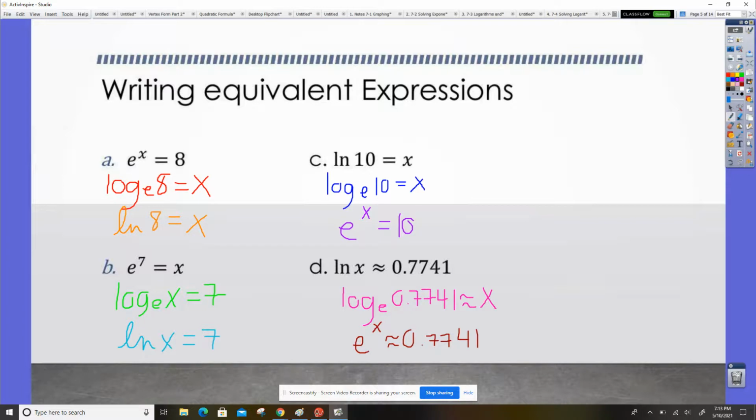Now, as I said just a second ago, there are a couple more examples for you to copy down. So go ahead and pause the video now and copy those examples down. When you're done, go on to the next slide.